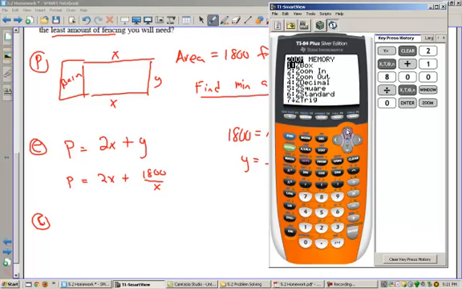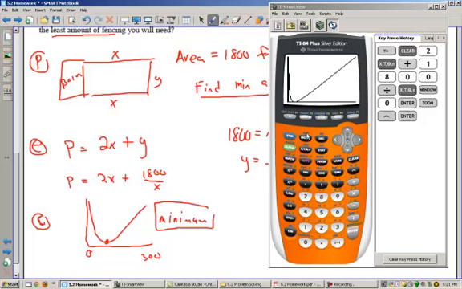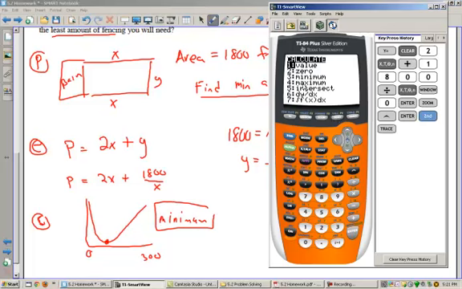So I hit zoom, zoom fit. And now this is a minimum, so it should go down and come up, and it does. So I went from 0 to 300 feet for my x, and it comes down and then goes up. And so the minimum's right here, and I'm going to go find it with my calculator. So I'm going to hit the minimum button. So I hit second trace, and then go down to number 3 to find the minimum.